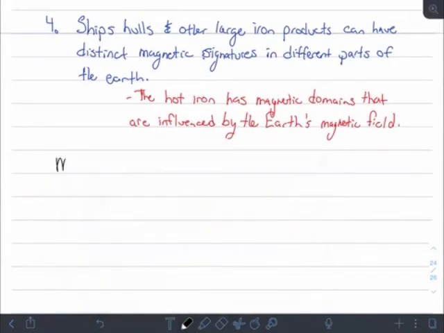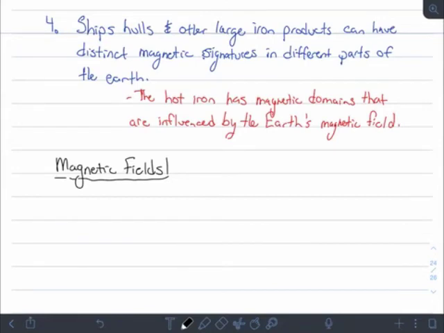Okay, magnetic fields. As opposed to a grass field, or a wheat field, or an electric field. Okay, so I'm now going to try and share my screen eventually.